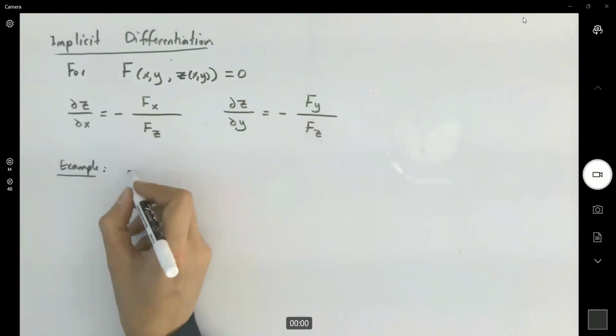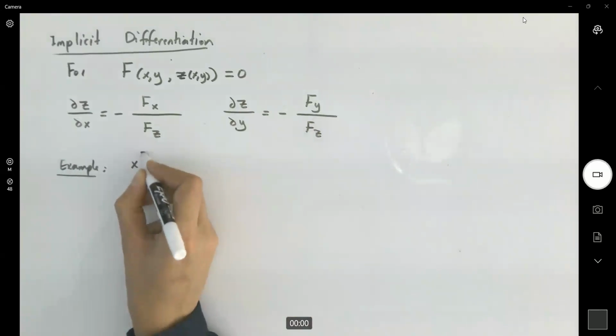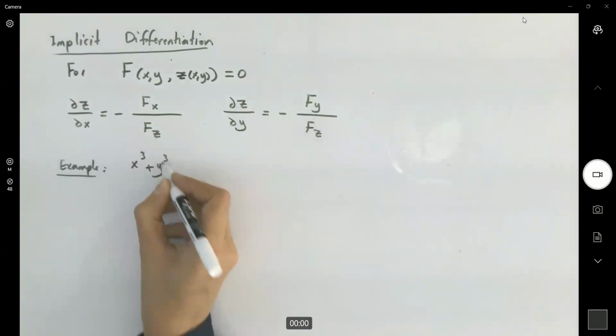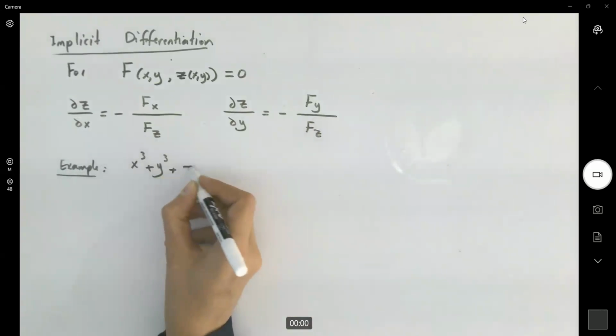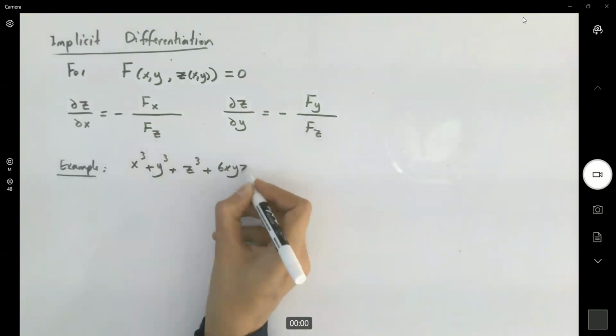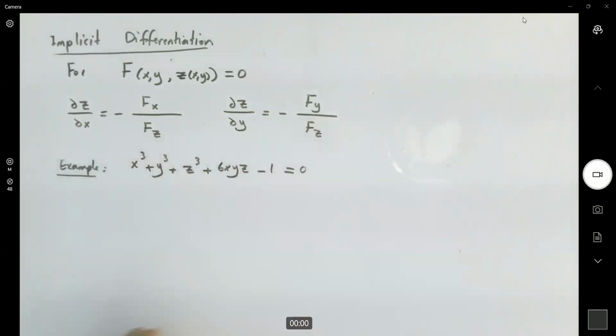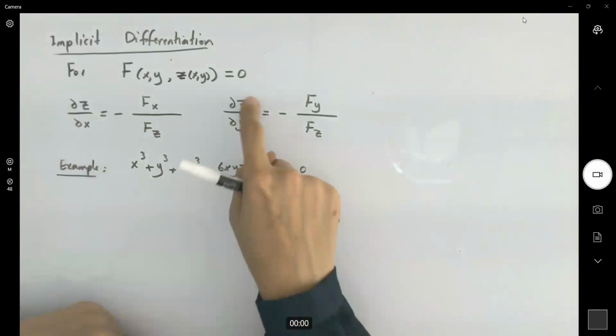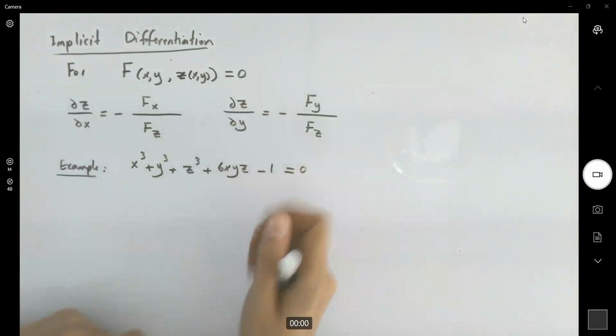This example says you have x cubed plus y cubed plus z cubed plus 6xyz minus 1 equal to 0. You want to know what is the rate of change of z with respect to x at any point? What is the rate of change of z with respect to y at any point?